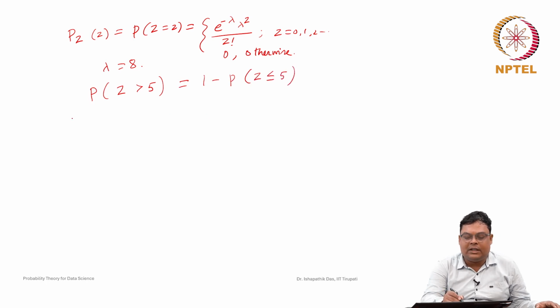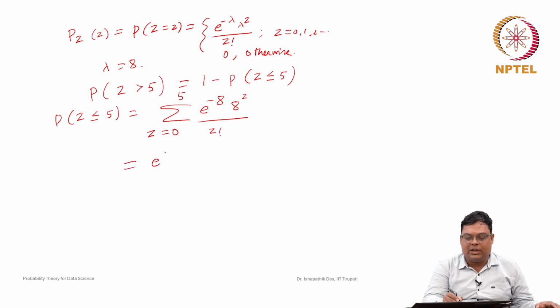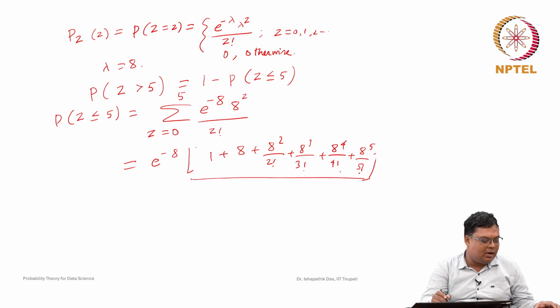So how will we find that? This is how we can find the probability that Z is less than or equal to 5. It is the summation over small z equal to 0 to 5 of e to the power of minus lambda, where lambda here is 8, times 8 to the power of z divided by z factorial. So this is e to the power of minus 8 times the sum: 8 to the power 0 is 1, plus 8, plus 8 square by 2 factorial, plus 8 cube by 3 factorial, plus 8 to the power 4 by 4 factorial, plus 8 to the power 5 by 5 factorial. You have to find this sum numerically, then multiply by e to the power of minus 8.